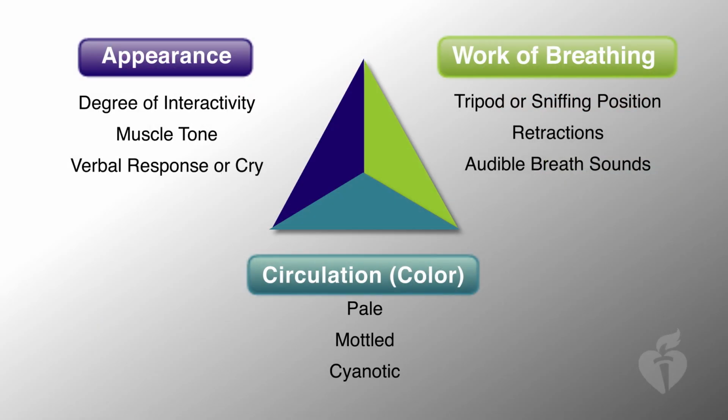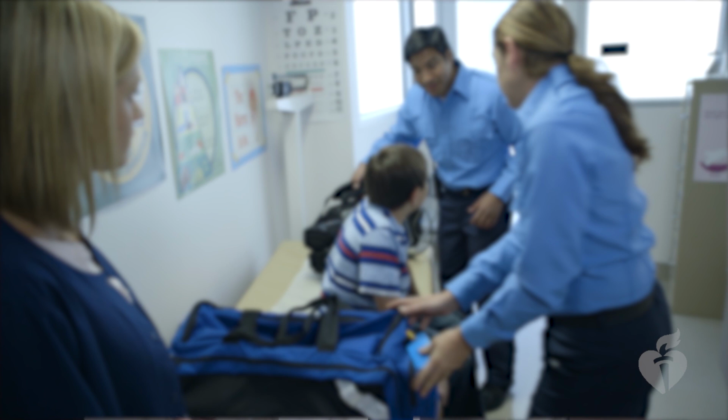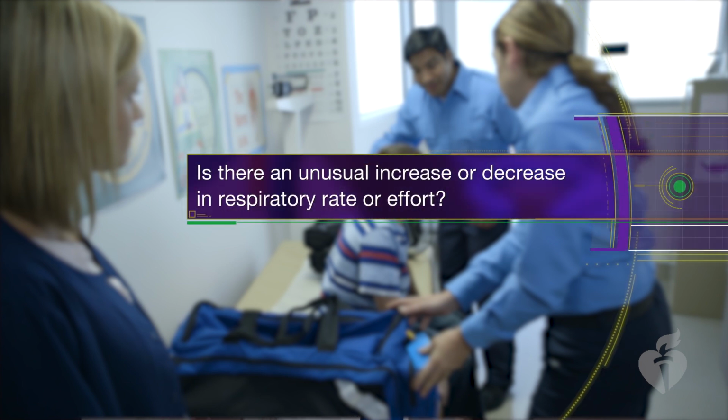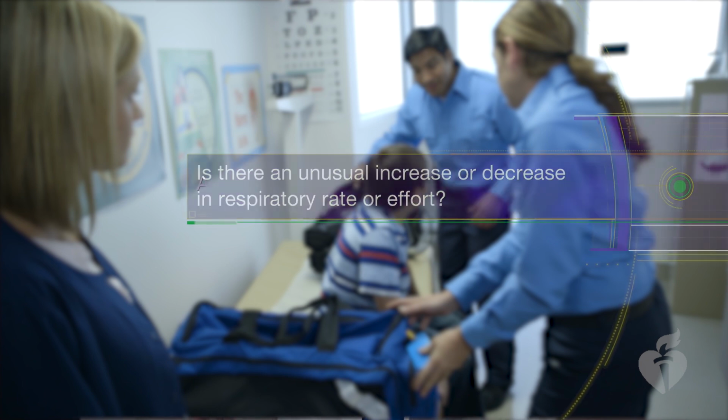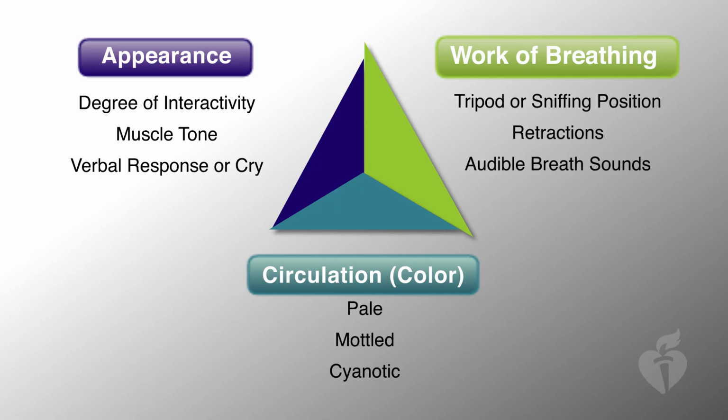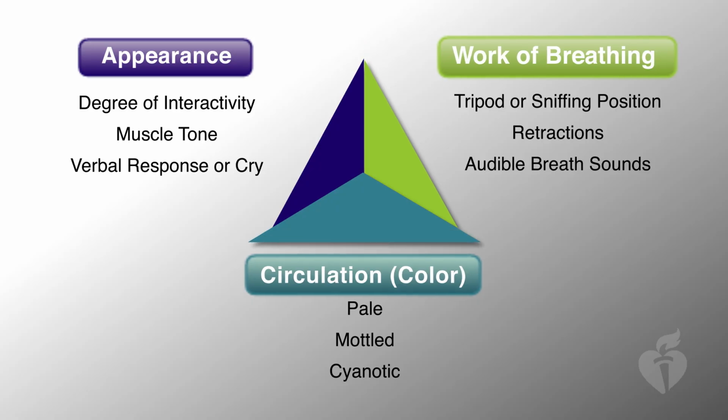The next part of the pediatric assessment triangle is evaluation of work of breathing. Is there an increase or decrease in rate or effort? Is it normal? Or are there audible respiratory sounds? After breathing, you want to look at circulation, which will tell you how well the child is perfusing. This includes skin color and pattern or obvious significant bleeding.